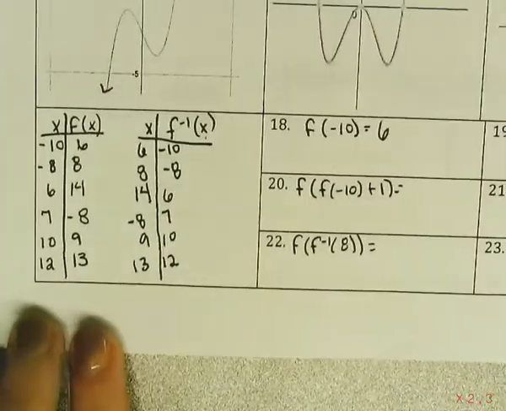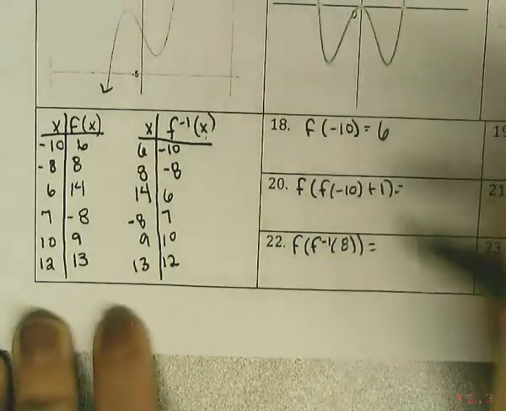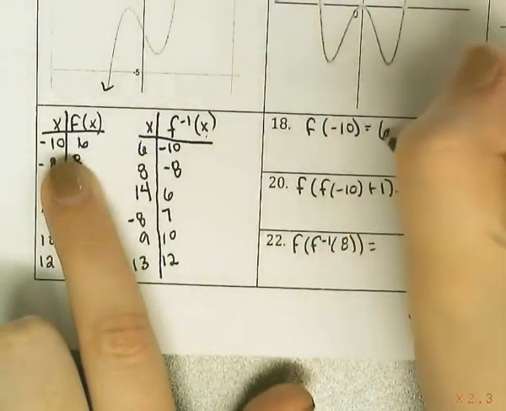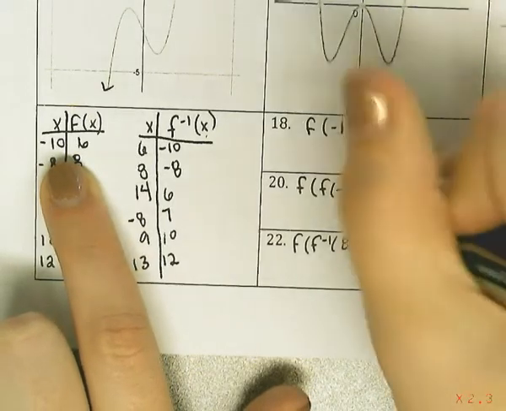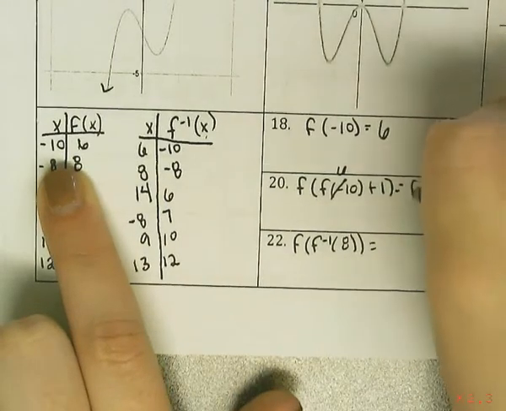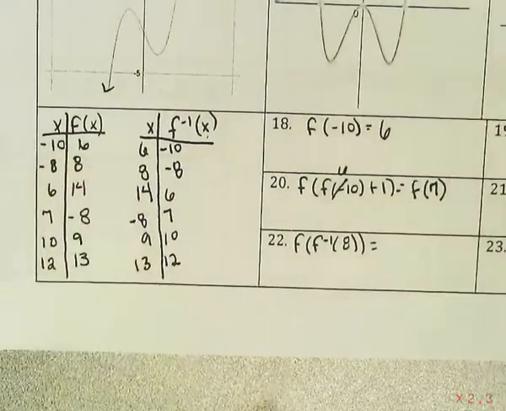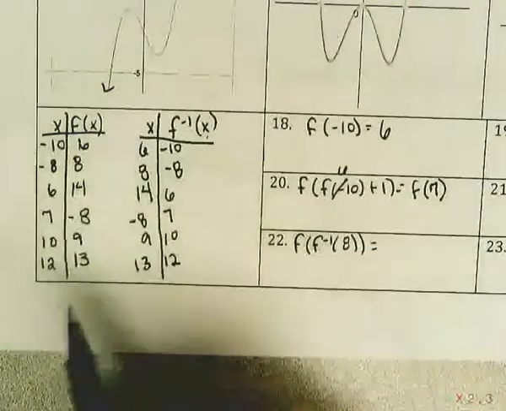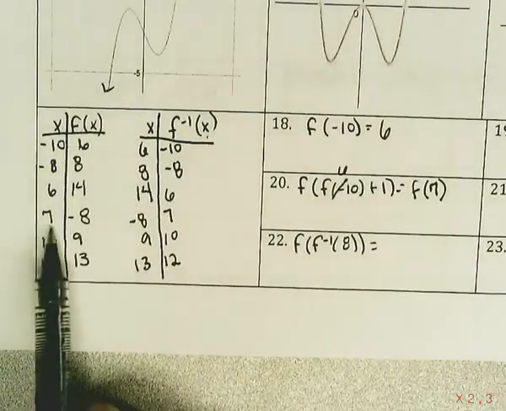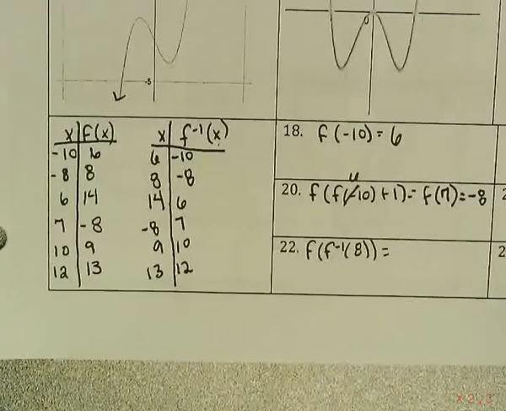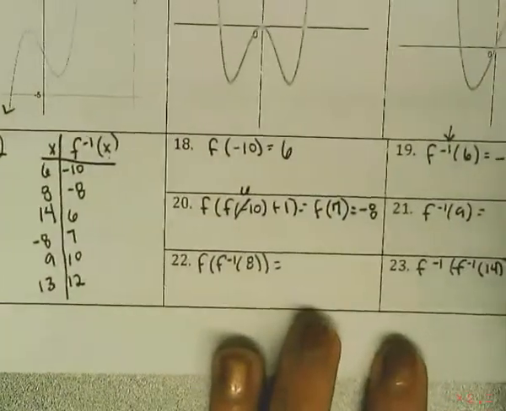Now, number 20, f of f inverse of -10. F of -10, we could look here, or we could do it again, is 6. And so we have f of 6 plus 1, or f of 7. It's still just f of 7. So if we plug in 7, what do we get out? Plug in 7, and we get -8 out.